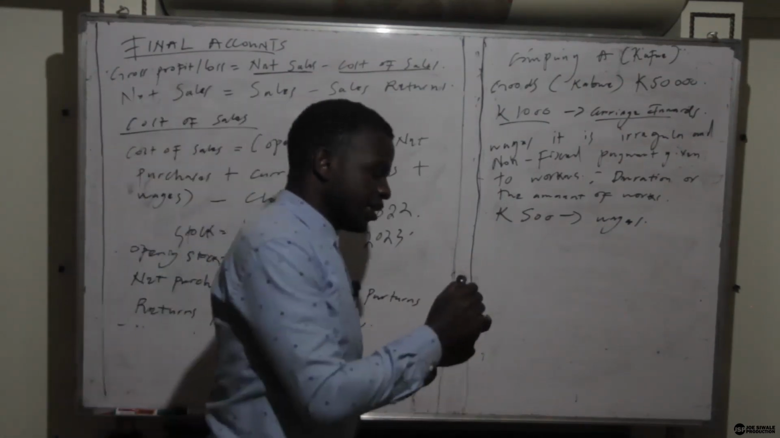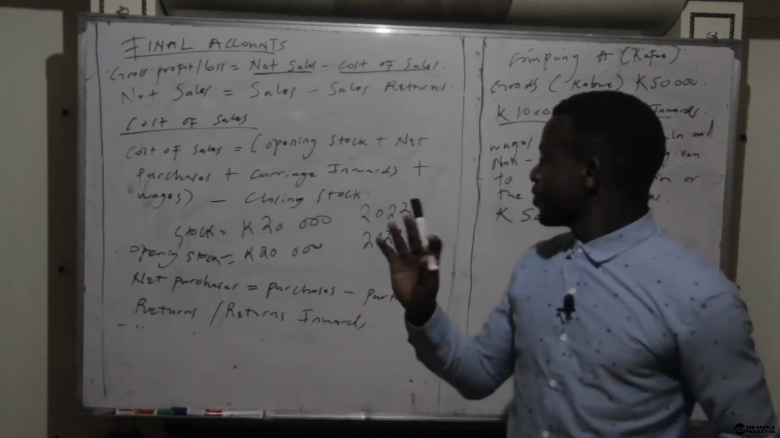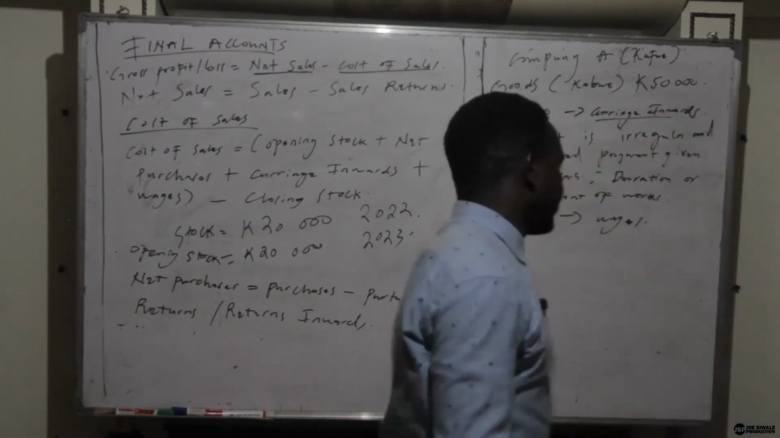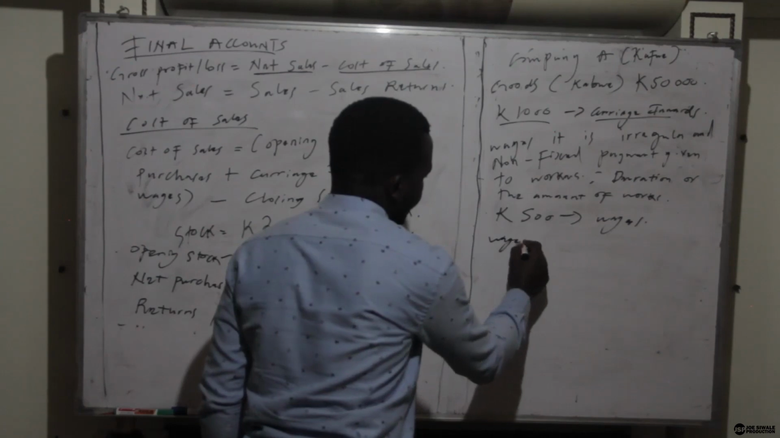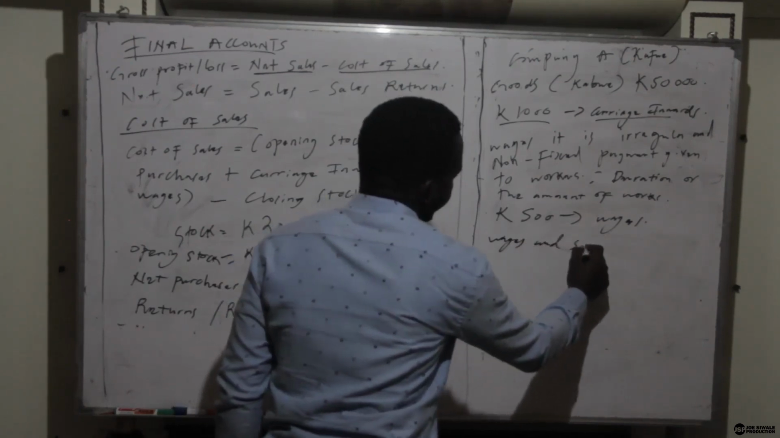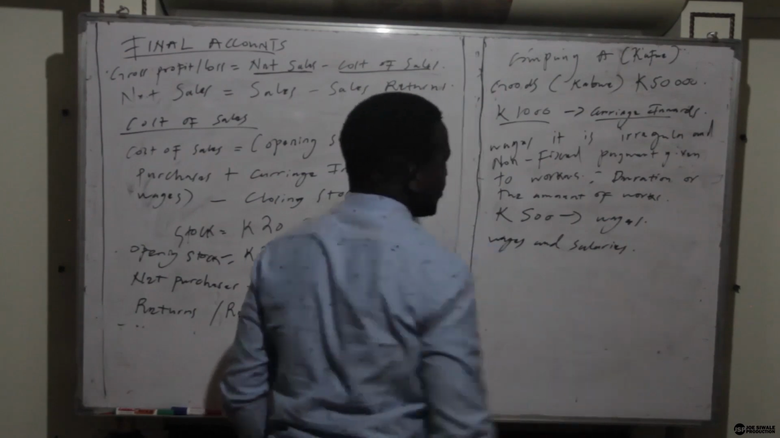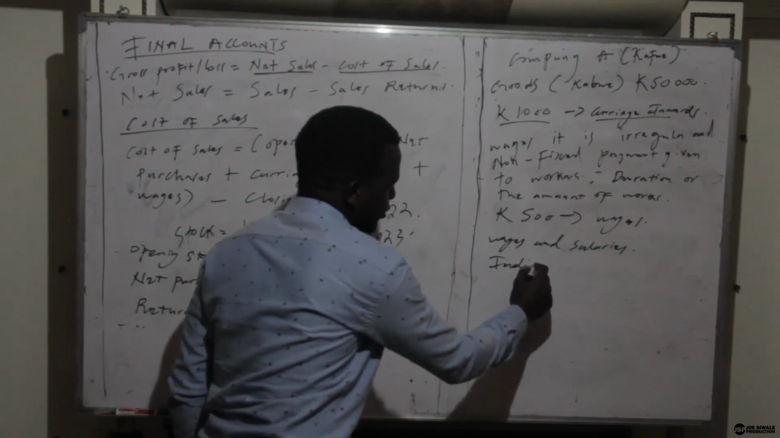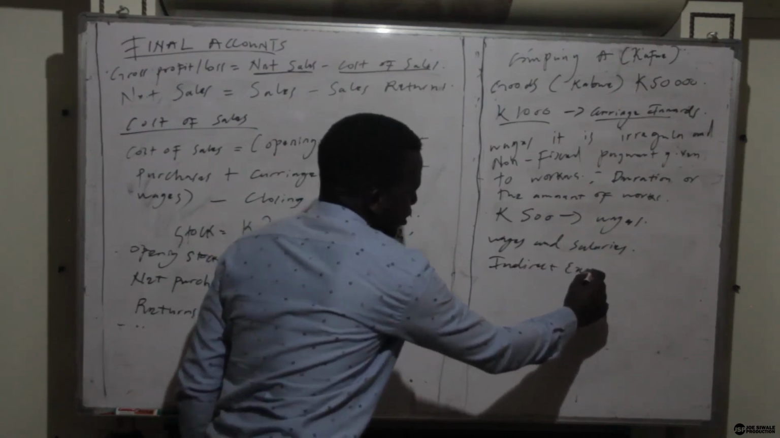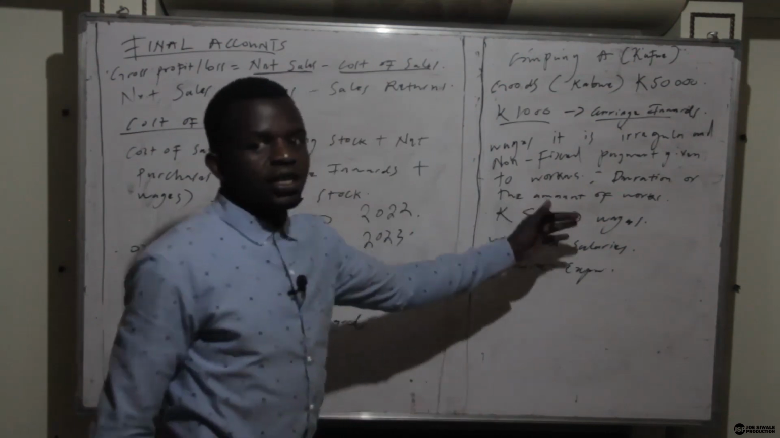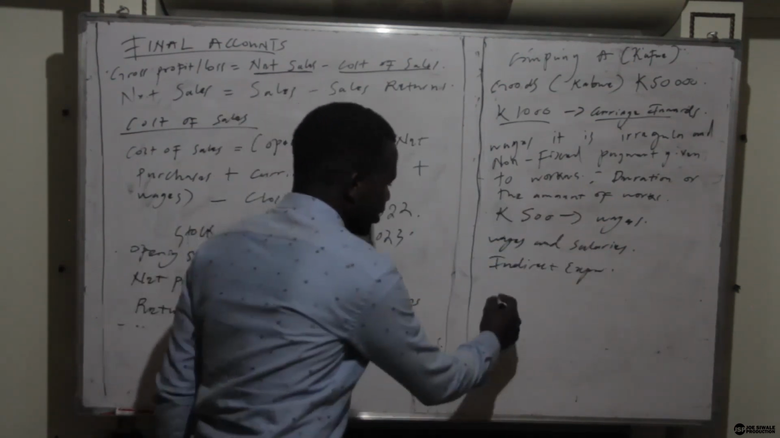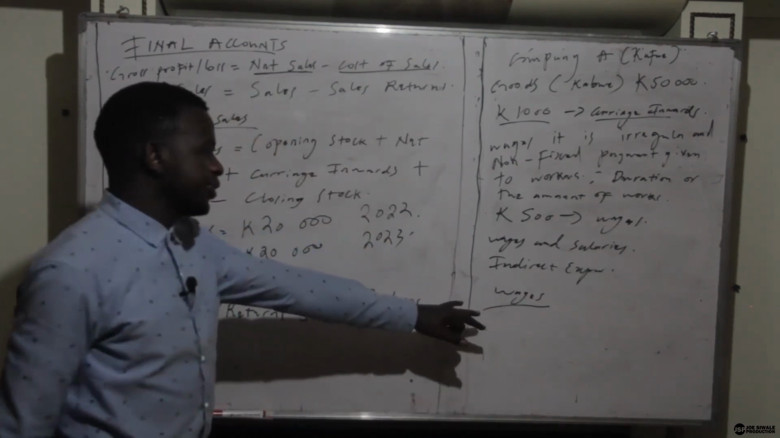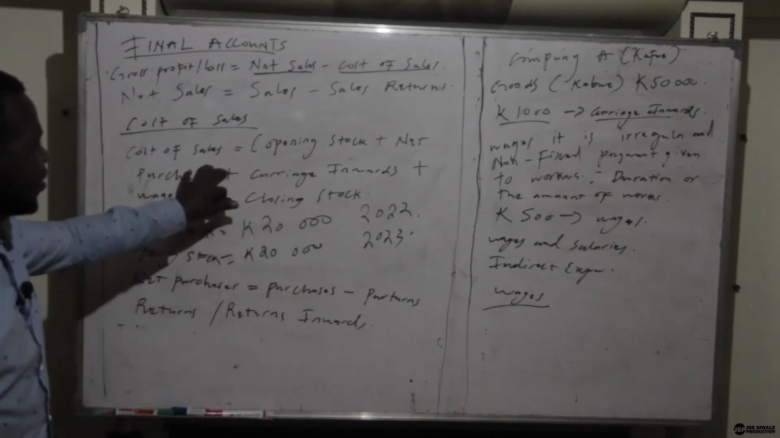But sometimes when you're writing down your financial statements, you're going to discover that you'll be given this type of account, wages and salaries. That means that this type of account is an indirect expense, and this has to be shown in the profit and loss account. But in a case whereby you have been given wages, this has to be shown in the trading account, and it has to appear on this formula.